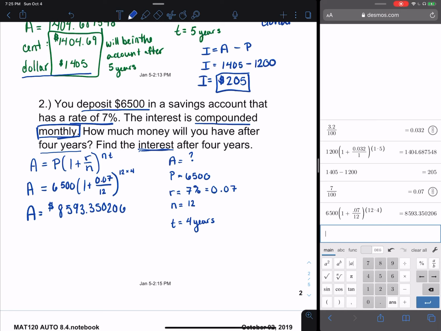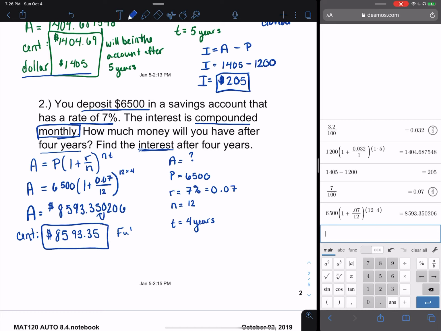So that gives me a future value of 8,593.350206. Now we know they could ask us to round to the nearest cent or to the nearest dollar. In this example, let's round to the nearest cent. So that 0 tells us to leave that 5 alone. So the future value would be $8,593.35.